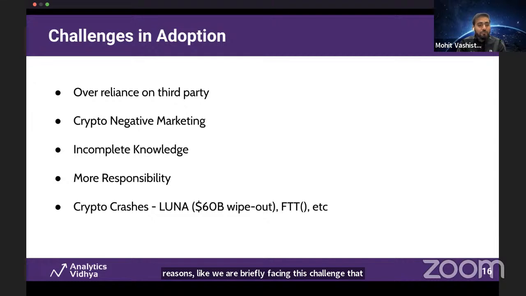People are moving at a very fast pace, and the community is growing really fast, but still this is also a challenge in adopting Web3 more. And then there are a lot of crypto crashes happening. You might also be seeing some of them. There was a Luna wipeout. There was the FTT crash which recently happened.